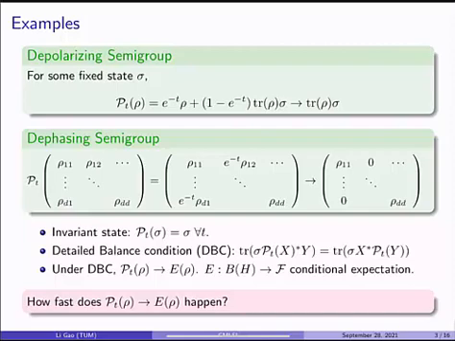A very relevant question is to consider how fast such a decoherence process happens. We can see here that for the first example, the depolarizing semigroup has only one unique equilibrium state, one unique invariant state sigma. And for the second semigroup, we can have multiple invariant states that lie on the diagonal. So the first semigroup we call primitive. The second semigroup we say is non-primitive.